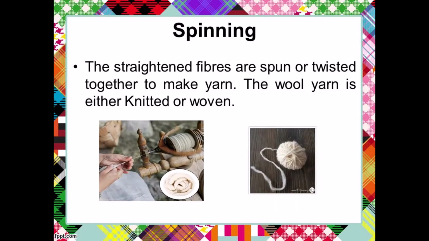The last step of this process is spinning. After dyeing, the straightened fibers are spun or twisted to make yarn, and the wool yarn is either knitted or woven. The longer fibers are knitted into wool for sweaters, and the shorter fibers are woven into woolen clothes. So, this was the process how the fibers are converted into wool.